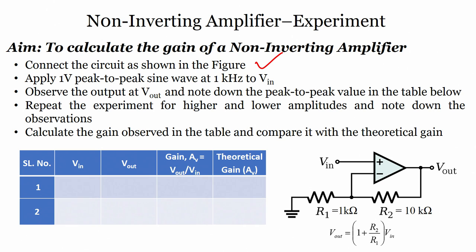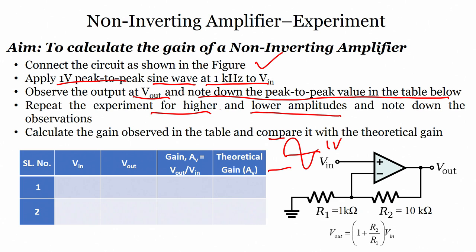Then, apply a 1 volt peak to peak sine wave at 1 kilohertz to V in. So, we are applying the same voltage. What is the voltage peak to peak? 1 volt. Peak to peak is from this peak to this peak, and 1 kilohertz is the frequency. Observe the output V out and note down the peak to peak voltage in the table below. So easy: apply V in, measure the output, note down the output. Repeat the experiment for higher and lower amplitudes and note down the observations. So, let us see how we can perform this particular experiment.